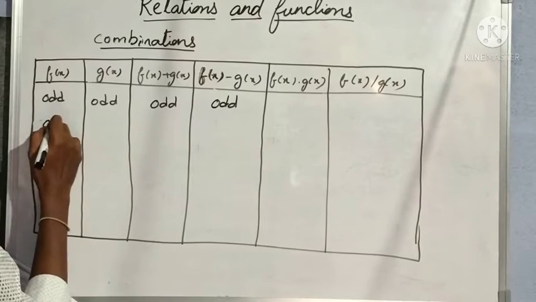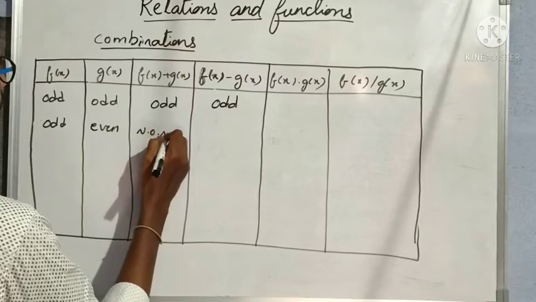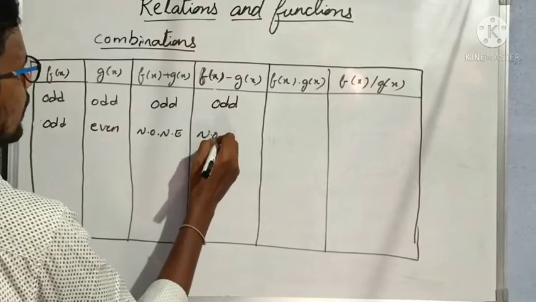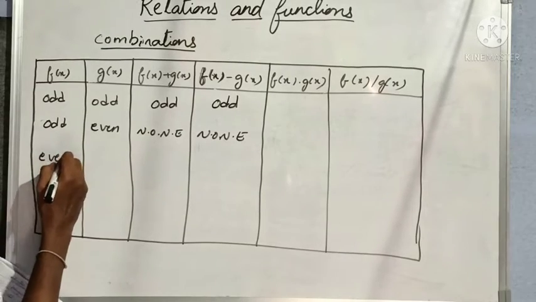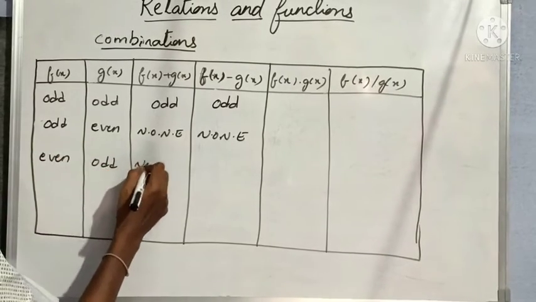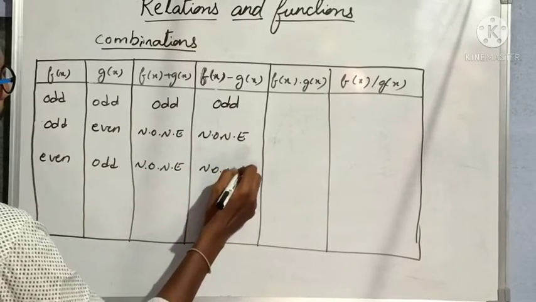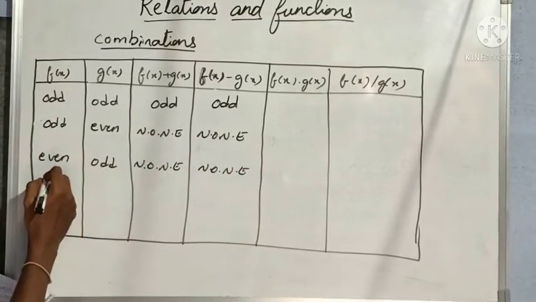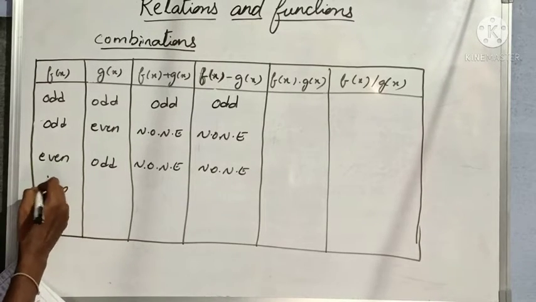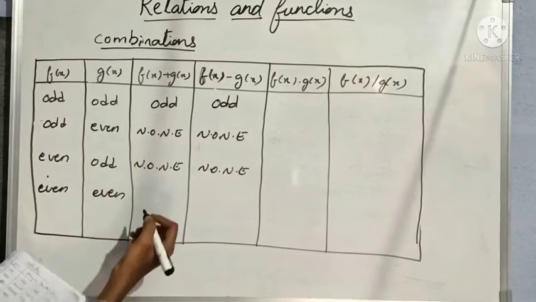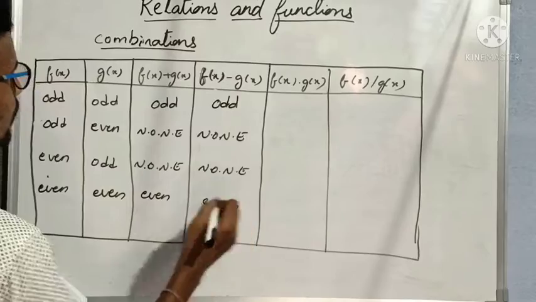F of x is odd and g of x is even. Then we will get neither odd nor even. In the same way here also neither odd nor even. Next, even, odd. So here also neither odd nor even. Here also neither odd nor even. Okay, we will see this afterwards. I will explain. Next, both are even. Even. Then here even. Here also even.